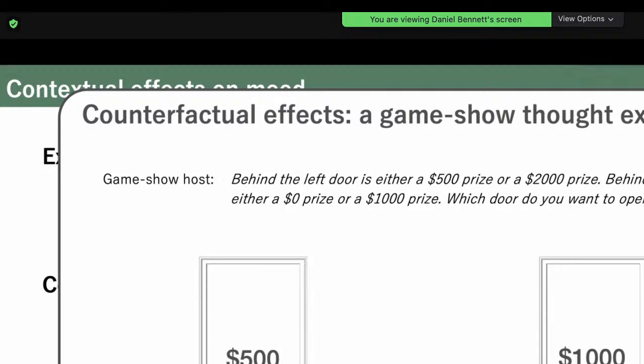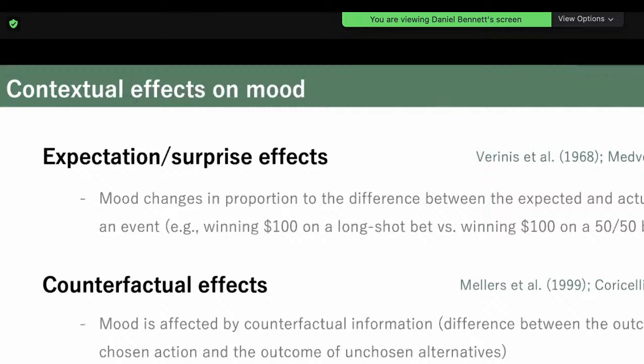There's a little bit of debate about this. Some people say the punishment effects are stronger. I think the jury's out a little bit. Yep, interesting. Okay. All right.